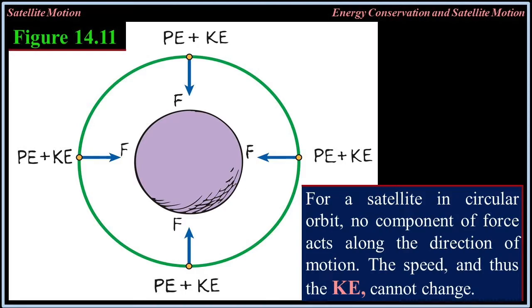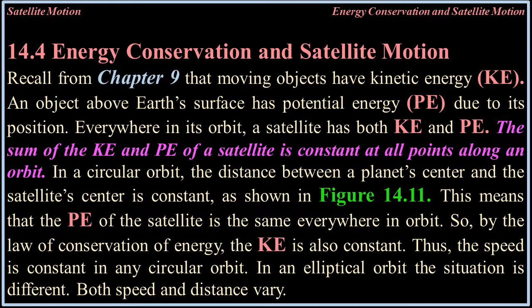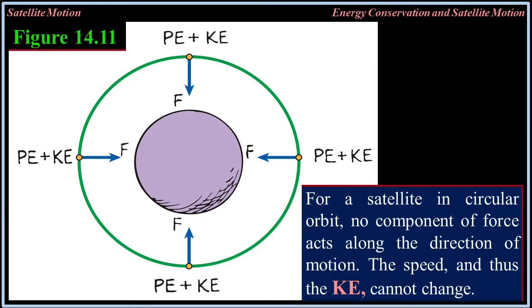In circular orbit, the distance between the planet's center and the satellite center is constant, as shown in Figure 14.11. This means that the PE of the satellite is the same everywhere in orbit. So by the law of conservation of energy, the KE is also constant. Thus, the speed is constant in any circular orbit. In an elliptical orbit, the situation is different. Both speed and distance vary.